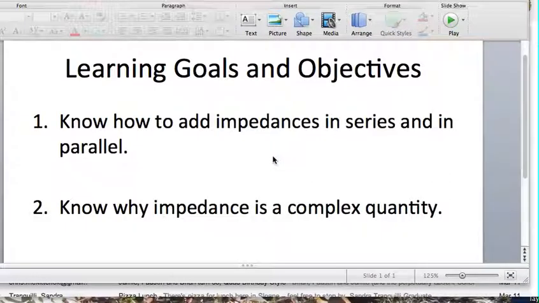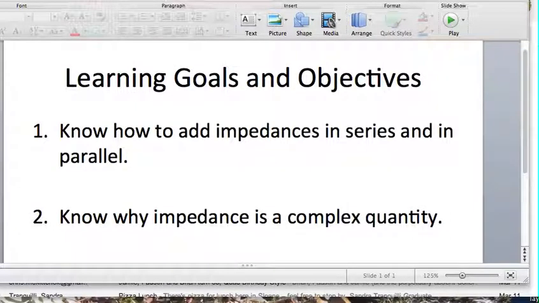Our learning goals and objectives are, one, to know how to add impedances in series and in parallel, and two, to know why impedance is a complex quantity. In general, the reason why we talk about impedance for alternating current is because it makes life simpler.